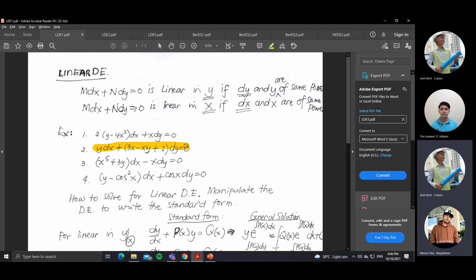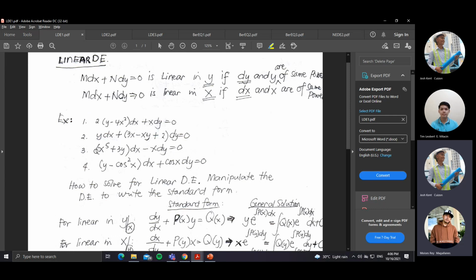Kanang number 2, atong kita na ang dx is usa lang siya. So this is linear in x. As for number 3, usa ra ang dy. So that means this is linear in y. And for our number 4, ang dy usa ra sad. So this is linear in y.